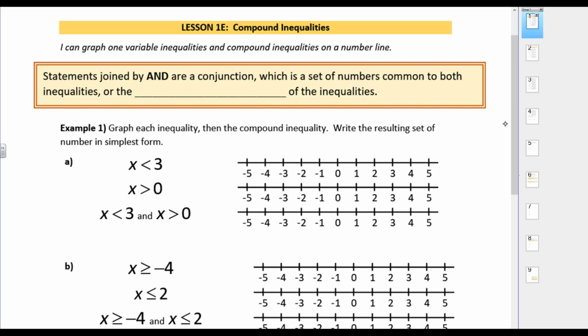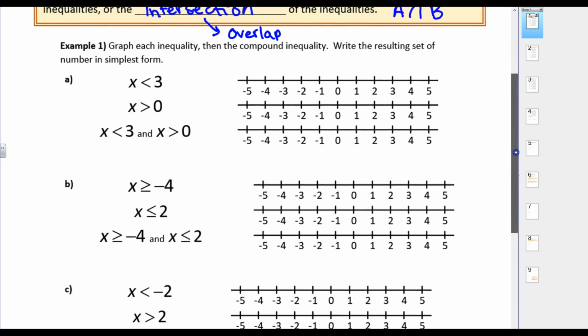Statements joined by "and" are considered a conjunction, which is the set of numbers common to both inequalities, or the intersection of those inequalities. We would write this in shorthand as A intersect B, with an upside down U. When I'm graphing these, my "and" statements are where my two inequalities overlap. So let's take a look at what that looks like here.